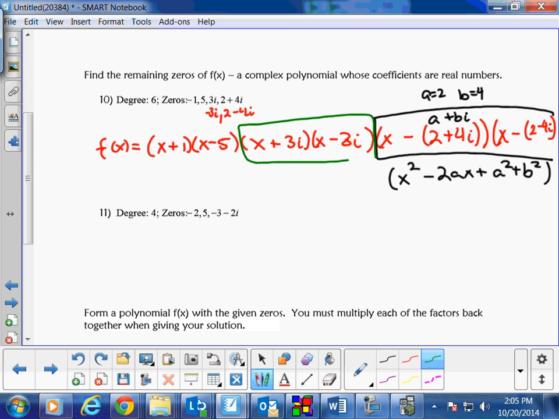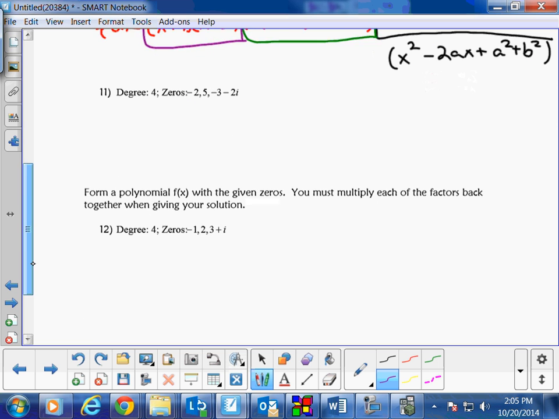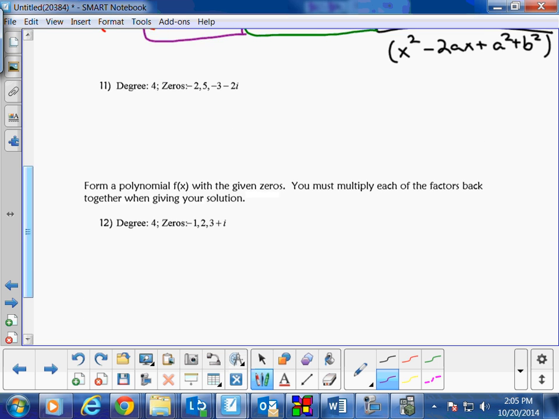You can FOIL this, and you can go ahead and FOIL this last one as well, and then make sure you FOIL it all the way through. So that's what you do for that one, and then for this one, let's see. And you're going to do the same thing for question 11. Now let's look at question 12.